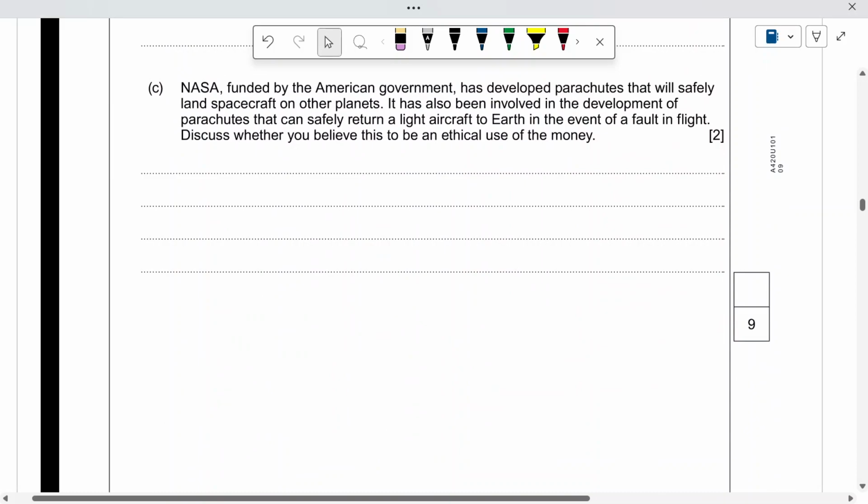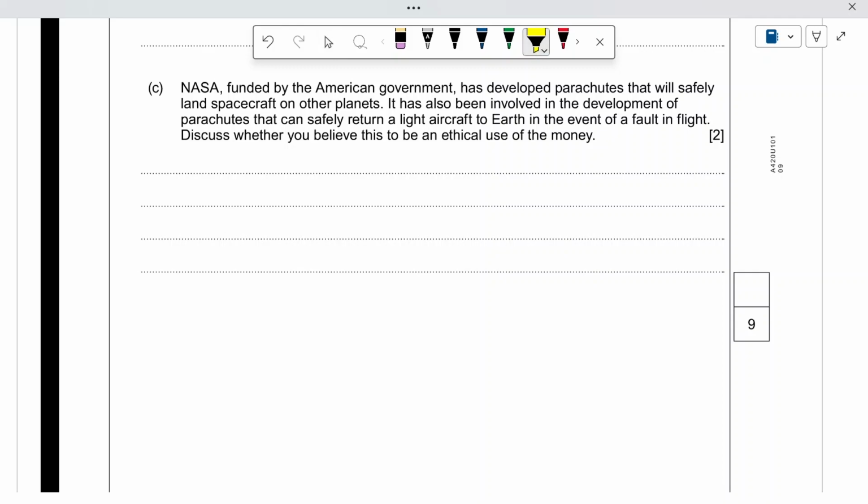Part C. NASA, funded by the American government, has developed parachutes that will safely land spacecraft on other planets. It has also been involved in the development of parachutes that can safely return a light aircraft to Earth in the event of a fault in flight. Discuss whether you believe this to be an ethical use of the money.